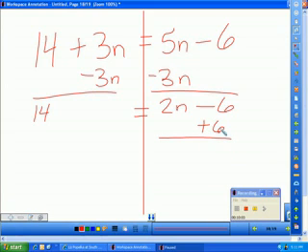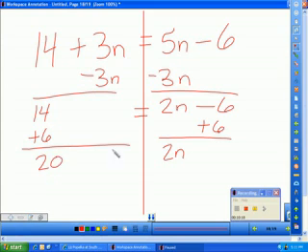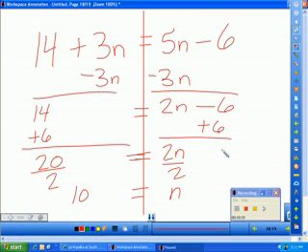Minus 6 plus 6 is going to cancel each other out, so I'm just left with positive 2n. Because I added 6 to this side, I have to add 6 to that side. 14 plus 6 is 20. Now I've got to divide by 2. That's going to leave me with n. Because I divided this side by 2, I've got to divide that side by 2. 10 is going to be equal to n.